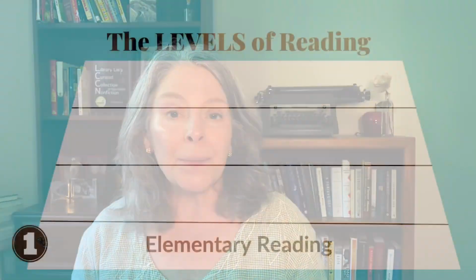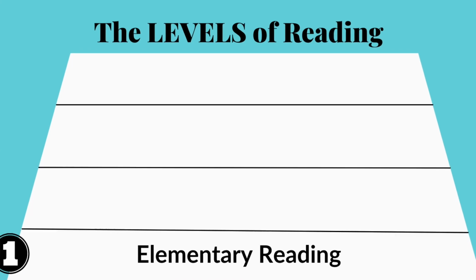In Adler and Van Doren's scheme, there are 4 levels to reading, and these levels are cumulative. By that, I mean that you have to grasp the one before each level before you can move on to the next level. The bottom step in the ladder is elementary reading. Ordinarily, this level should be attained by the time a person is in 9th grade in the U.S., and hopefully most students will attain it by the end of 6th grade.